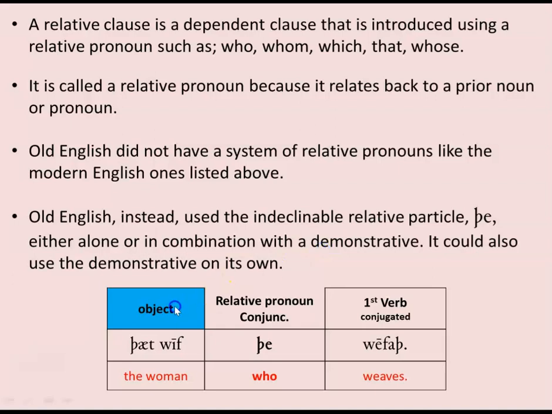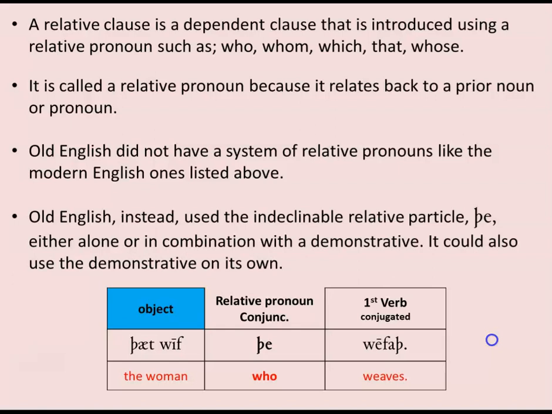Okay, so let's start here. Þæt wīf, þe wefeþ. The woman who weaves. The relative pronoun conjunction is þe, meaning who. Wefeþ means weaves. The woman who weaves. The verb is conjugated in the third person singular present tense.